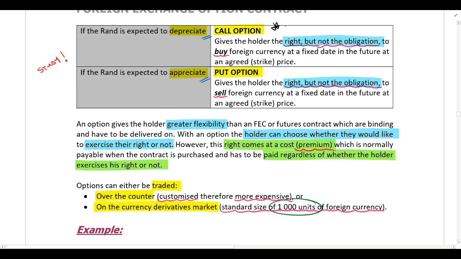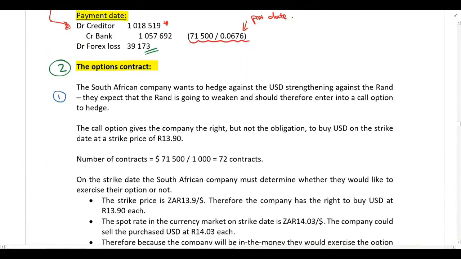And the call option gives them the right, but not the obligation, to buy foreign currency at a fixed date in the future at an agreed strike price. So let's include that in our solution. Because they think the US dollar is going to strengthen against the Rand, or the Rand is going to weaken or depreciate, they need to go for the call option. What does the call option give me? It gives them the right, but not the obligation, to buy US dollars on the strike date at a price of 13 Rand 90.